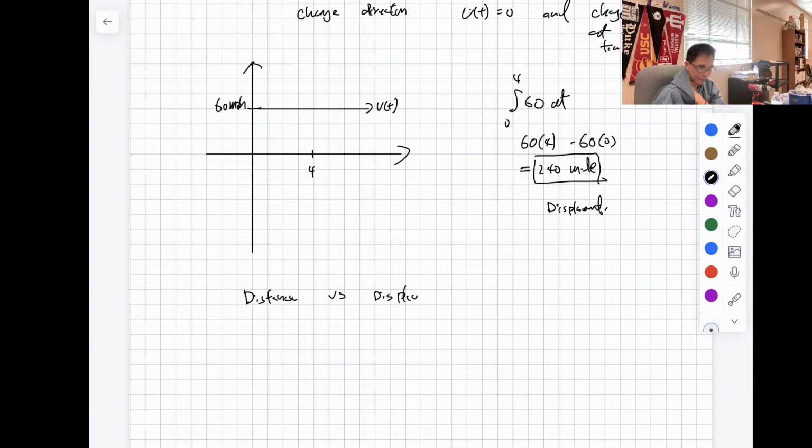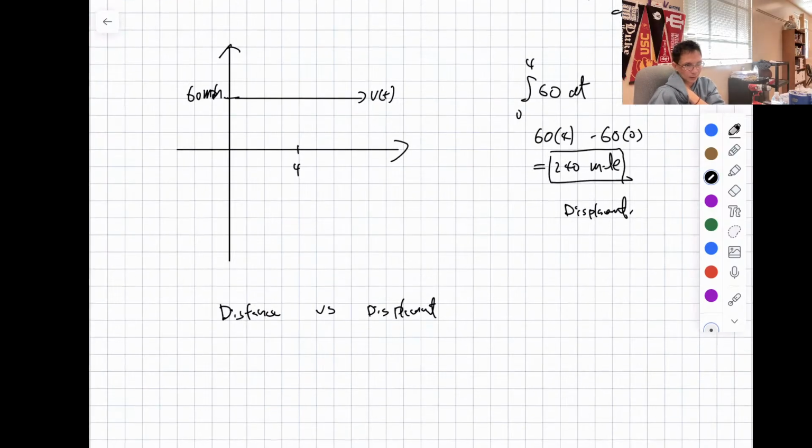Wait, 60 times 4 is 240. No, above that. 60 times 4 minus 60 times 0. Trying to figure out what that word next to 60 is. 60 dt. That's D, that's the change of time. What is the class over?